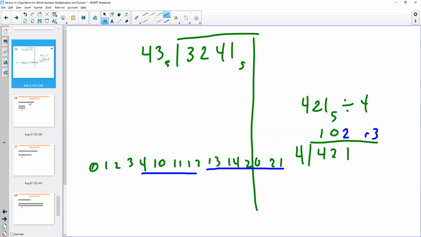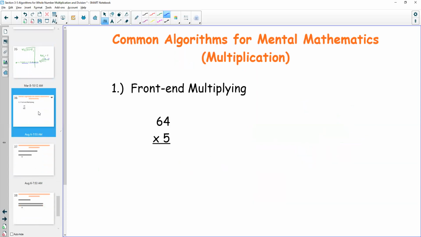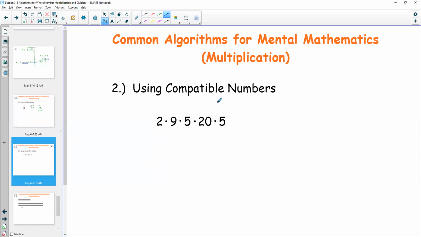So the end of this section is more, just like we did in the addition and subtraction section, mental math. Okay, so we can think about front-end multiplying, which is really just another way of thinking about partial products. So I think about 60 times 5 and 4 times 5. That gets me 320.